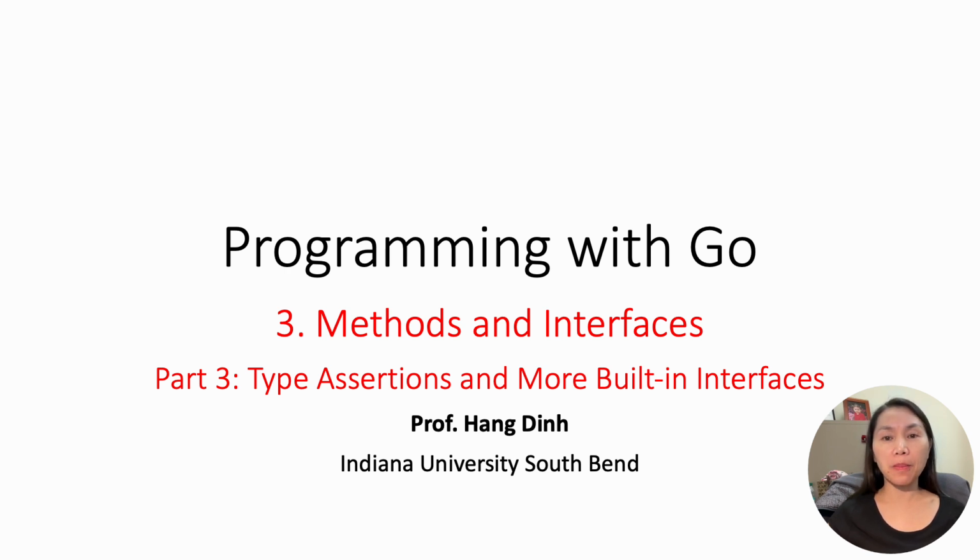This video is part 3 of the series of the lecture about methods and interfaces. In the first part, we had covered the basics about methods, and in the second part, we covered the basics about interfaces. We also discussed the two built-in interfaces, including the Stringer and error. In this part, we will cover more built-in interfaces and also cover the type assertion.